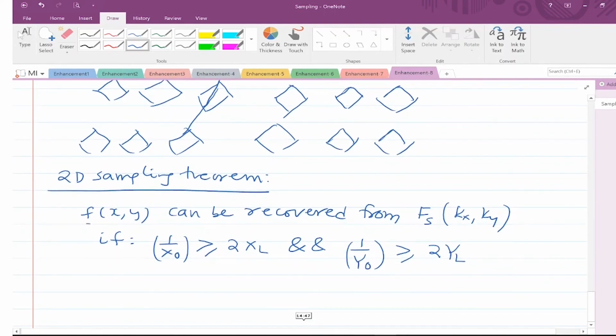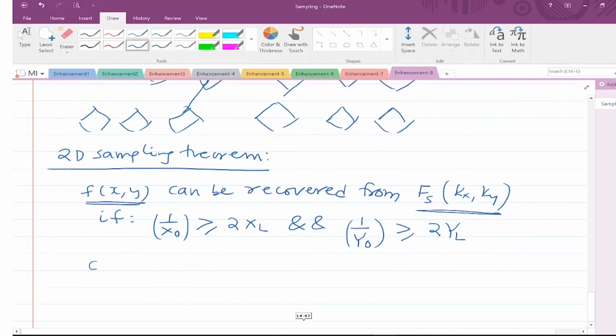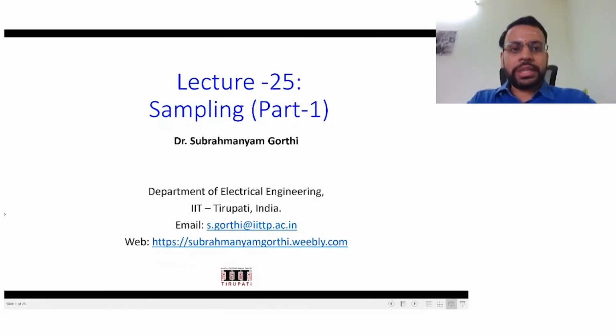Then you could recover f of x y from the Fourier spectrum of F_s of kx comma ky. Otherwise, as usual, there is aliasing. I hope that is clear to you.